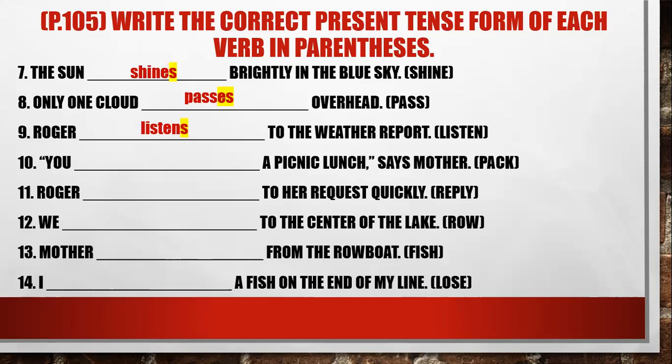Now, number 10, you blank a picnic lunch, says mother, and the base form of the verb is pack, in the parentheses. So you blank, and our verb is pack. Now, we talked about singular subjects, plural subjects, but we talked about some exceptions. Remember those exceptions? Yes, I, and the other one, you. So whenever you have I or you in the sentence as the subject, you are going to treat it as if it was a plural subject, which means that the verb is going to stay in its base form.